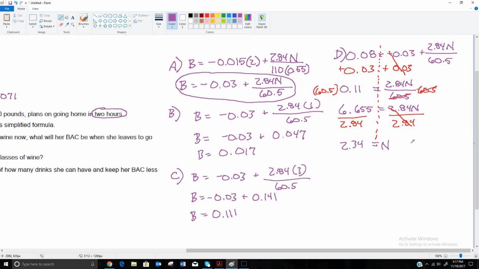Now 2.33 repeating is a third, so basically we're saying she could have 2 1/3 drinks. If she wanted to be on the safe side, she probably doesn't want to order a third drink and not drink all of it, so she probably should just order 2 drinks, and she would be under the legal limit as long as the drinks were that standard size. So 2 drinks in 2 hours would be good for this person.